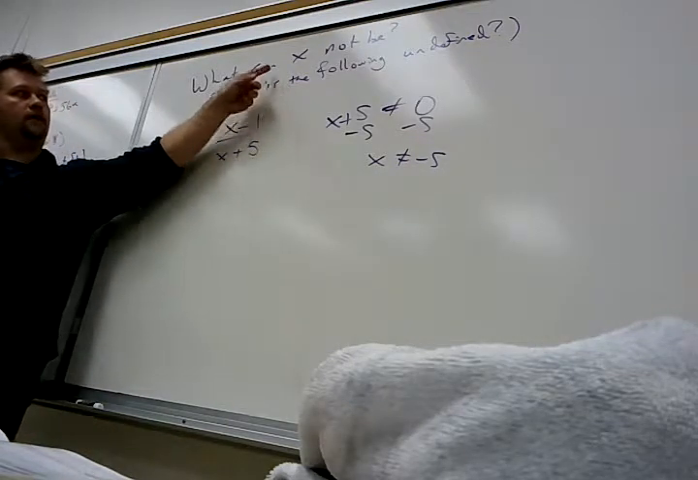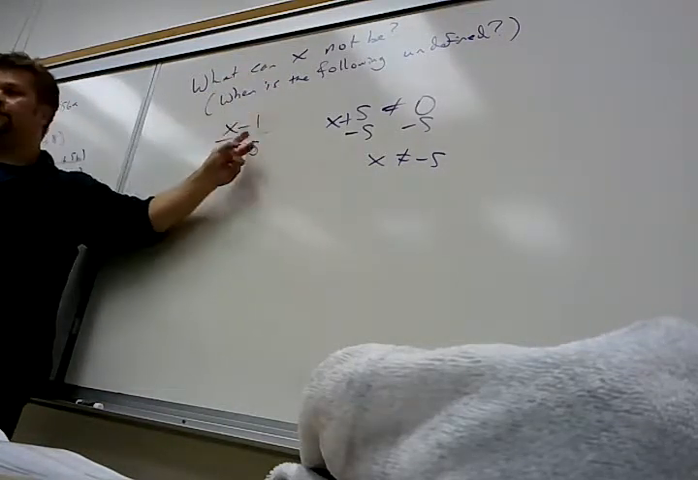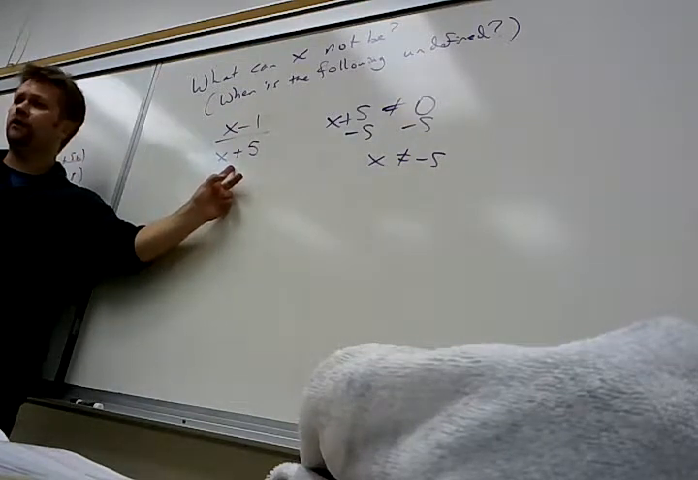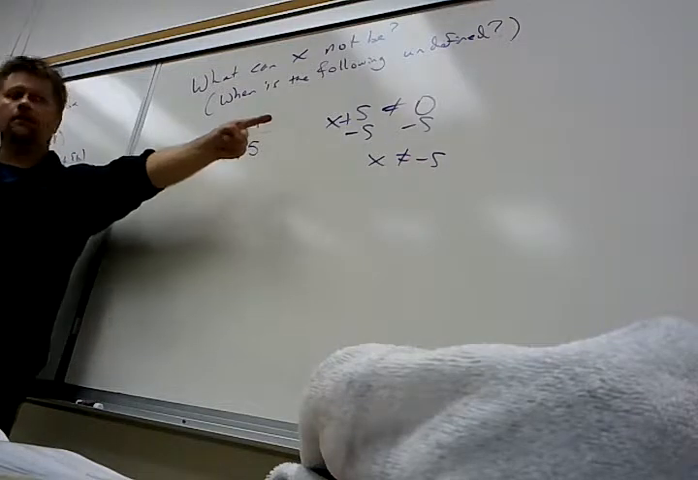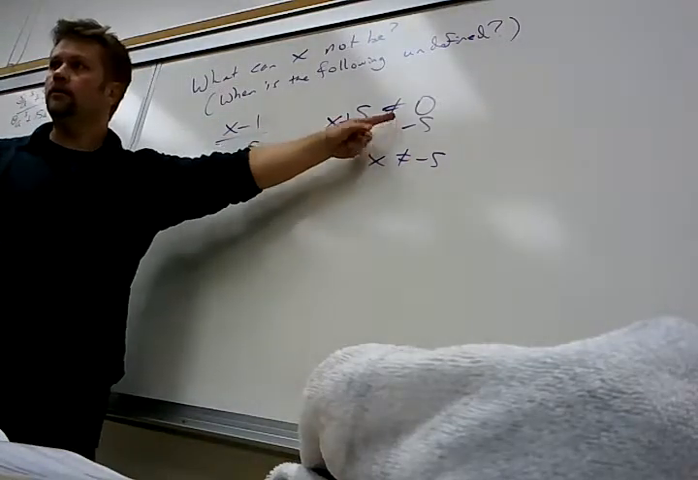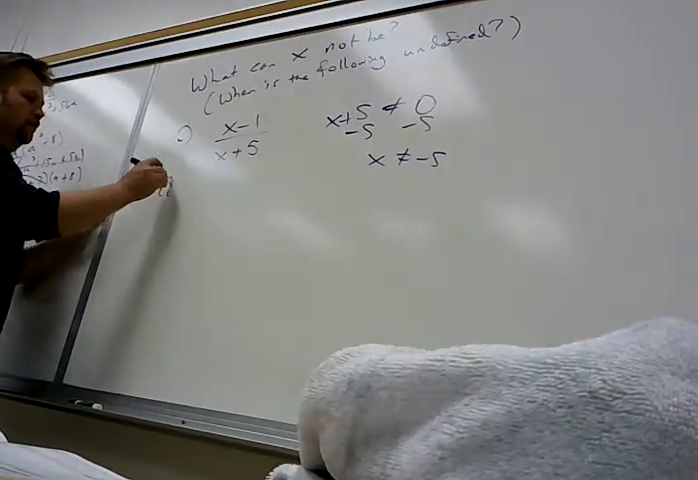That's the question and answer. The question is what can x not be? When is the following undefined? That's more like what the book's going to ask. Give me all the values of x that will make the following undefined. Then you just set the bottom equal to 0 and solve it. Or set it not equal to 0, even better. Right. So what about this one? Of course, they're not all going to be that easy.